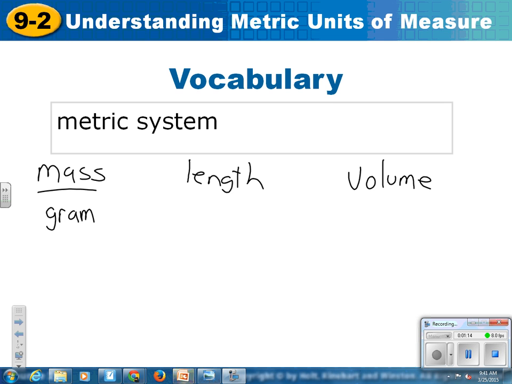Length. Oftentimes you guys think of inches or feet or yards. The basic unit for the metric system, the base unit, is the meter. And for volume, you guys think of gallons, it's a liter.